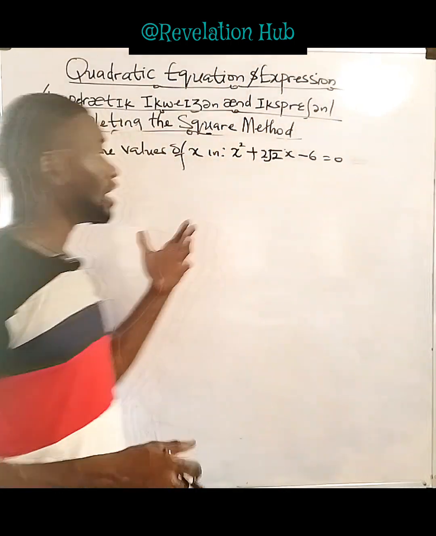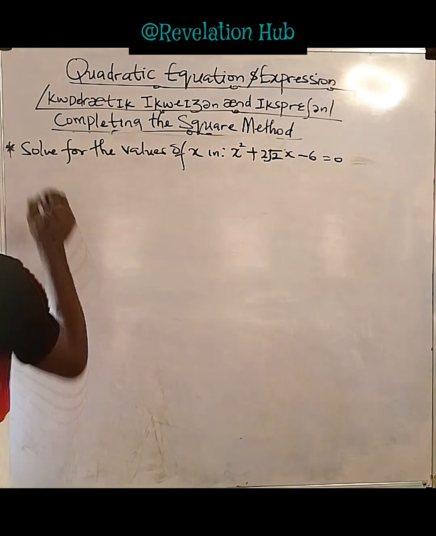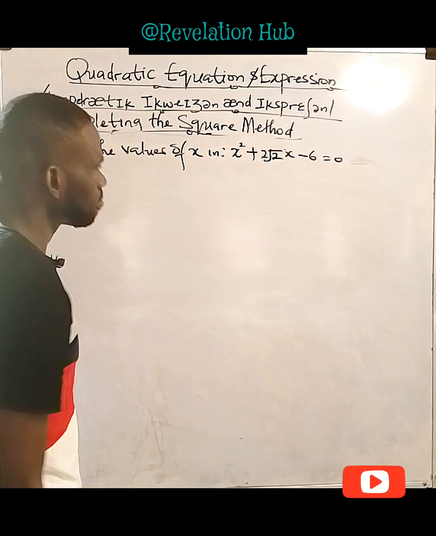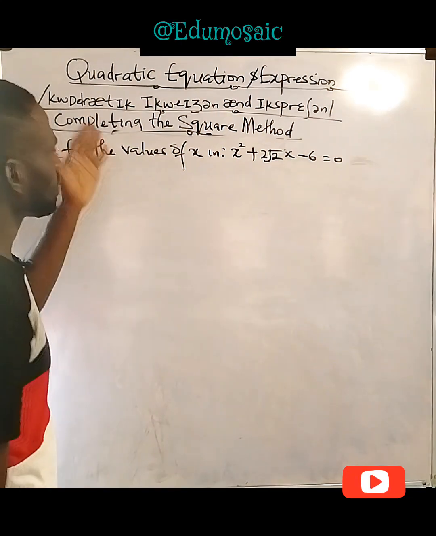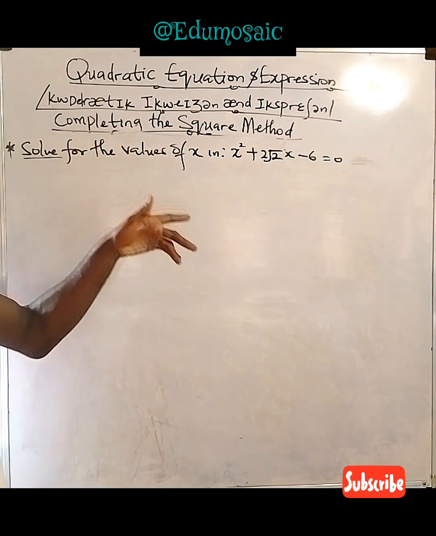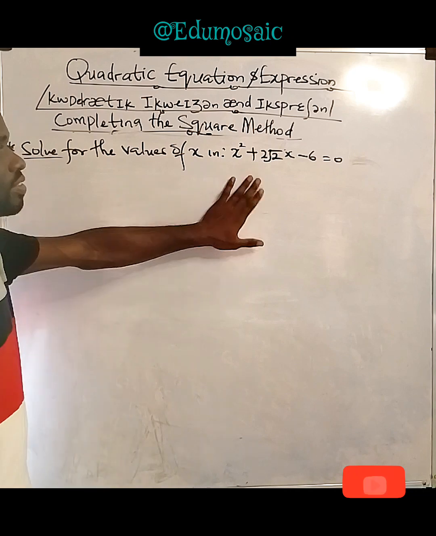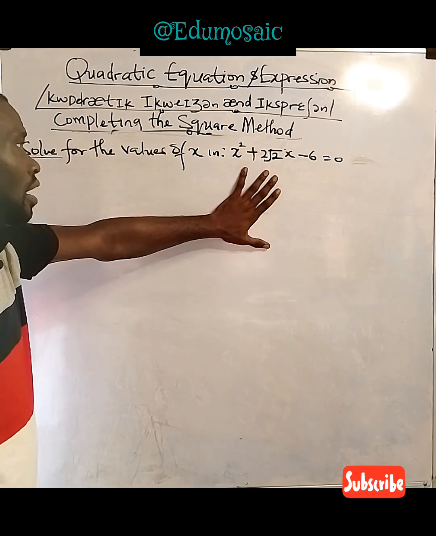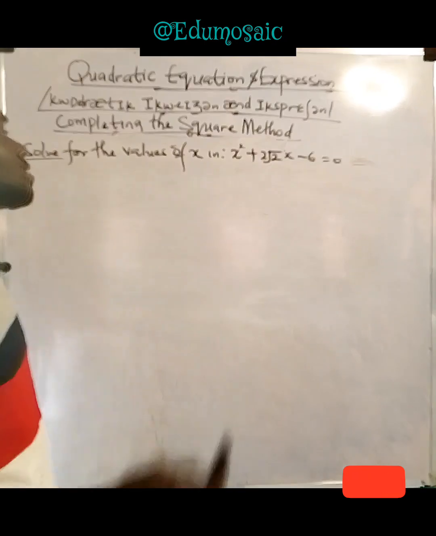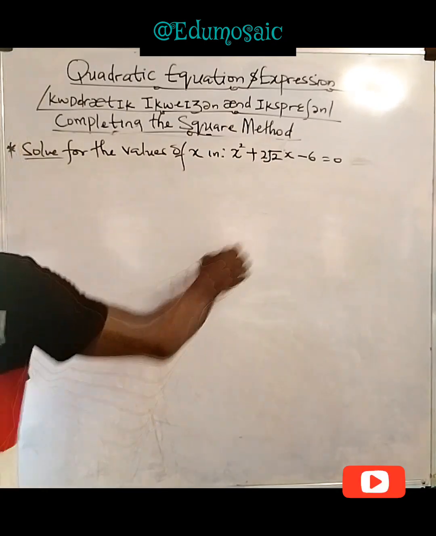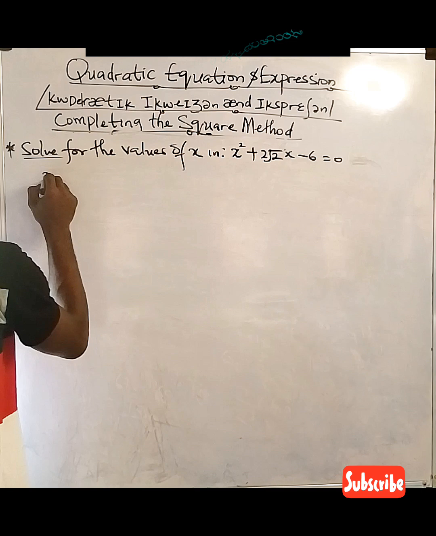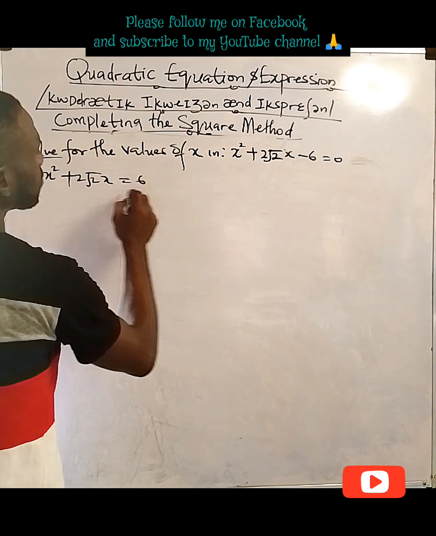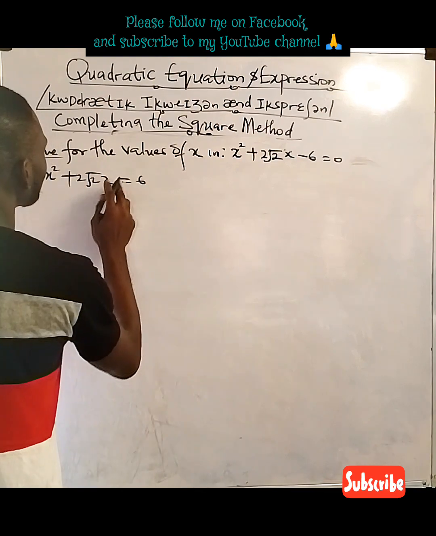So right here on the board, look at what we have. We are asked to solve for the values of x in x squared plus 2 root 2 x minus 6 is equal to 0. Don't forget, we're using the completing the square method. How do we solve this Olympiad math quadratic equation? The first thing we do is send the constant to the other side. So x squared plus 2 root 2 x equals 6, because minus 6 crossing to the other side becomes plus 6.